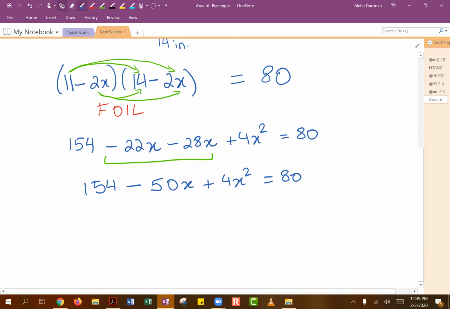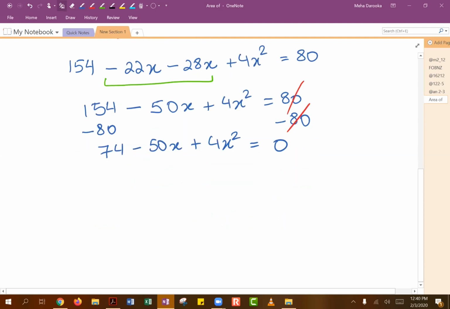Very nice. Yeah, we still got to get that 0 on one side. So go ahead and subtract 80. And what is the 80 being subtracted from? The 154. Very nice. So minus 80 on that side. 74 minus 22x plus 4x. Hold on. 74. What did you say after that? Minus 22x. Shouldn't you still have negative 50 there? Oh, yeah, sorry. Right? All right, be careful. Minus 50x plus 4x squared.